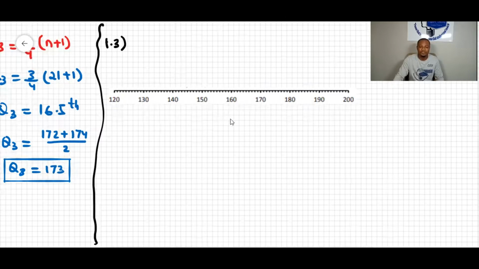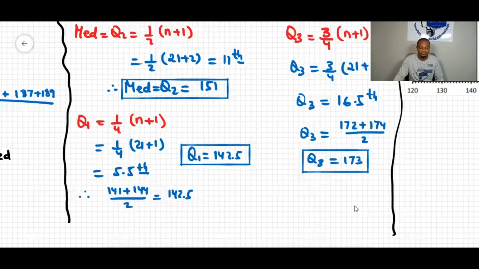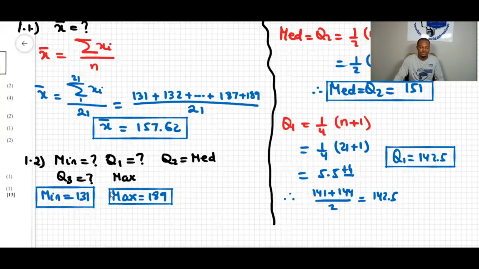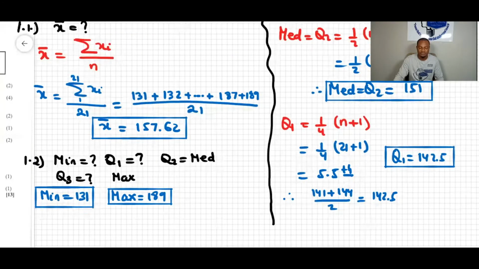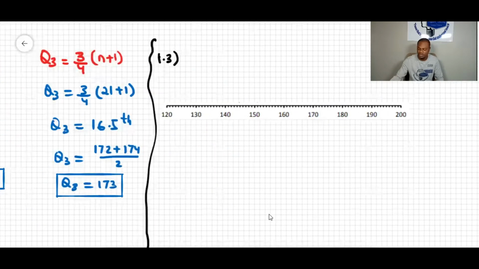Now, I'm going to write the minimum. I'm going to use my previous solutions. The minimum is 131, as you can see over here. So the minimum in this box diagram will be somewhere there. You see where this is 130. Okay, 131 is what follows there. So somewhere there, I'm just going to place a dot just above there. So 131.